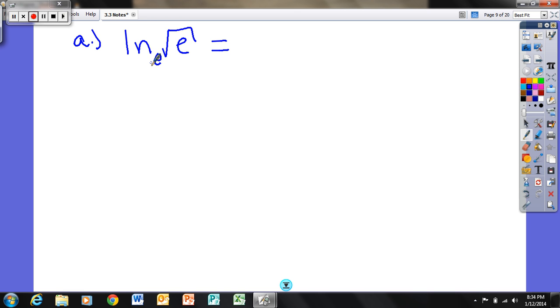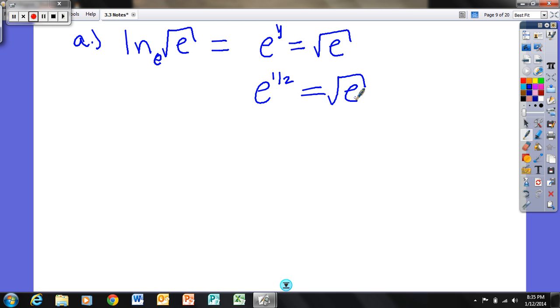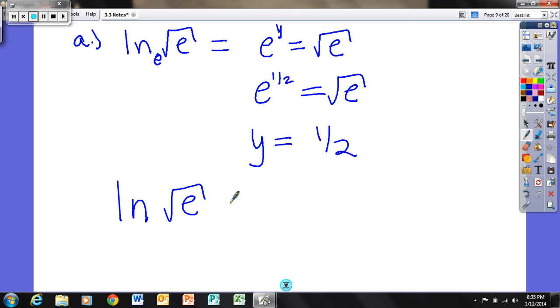So right now, we're trying to figure out e to what power is equal to the square root of e. Well, we know that e to the 1/2 equals root e. So that means that y must be equal to 1/2. So now you can write your final equation as ln root e is equal to 1/2.